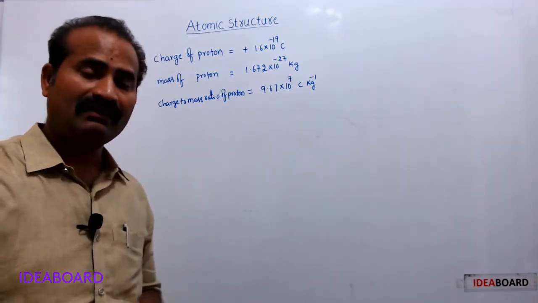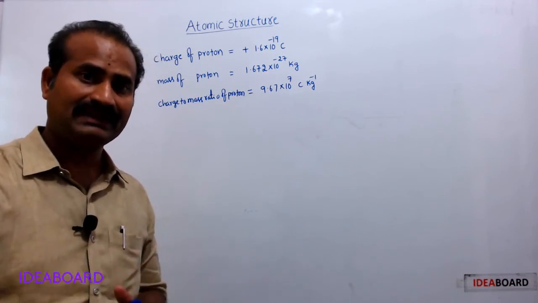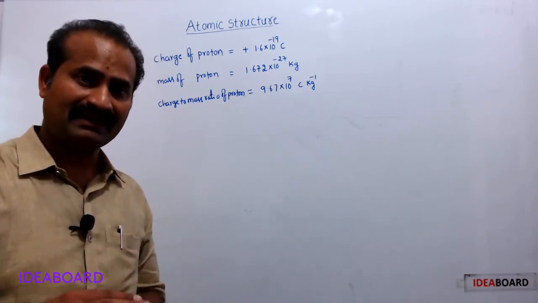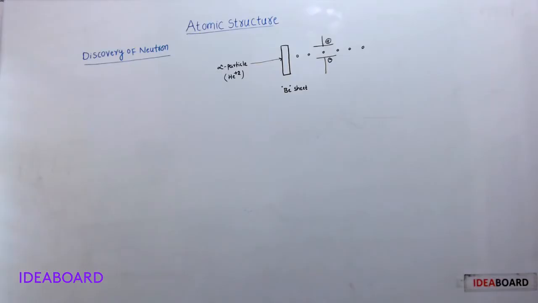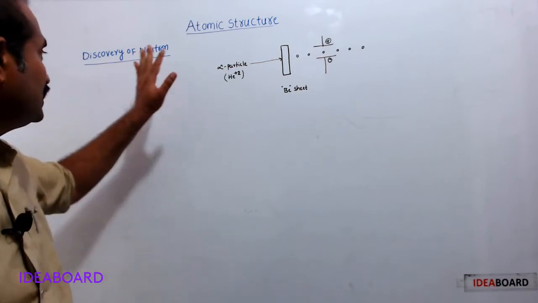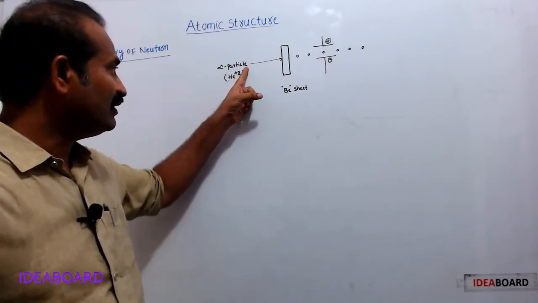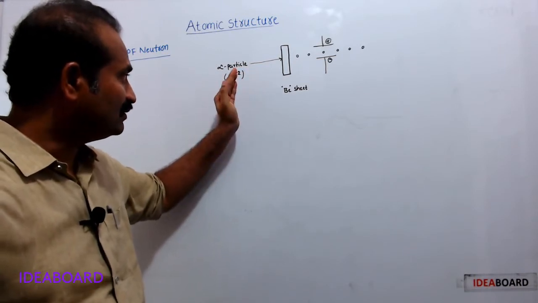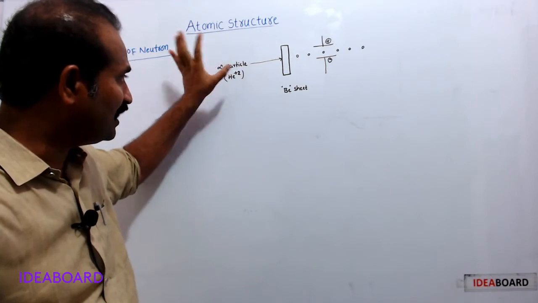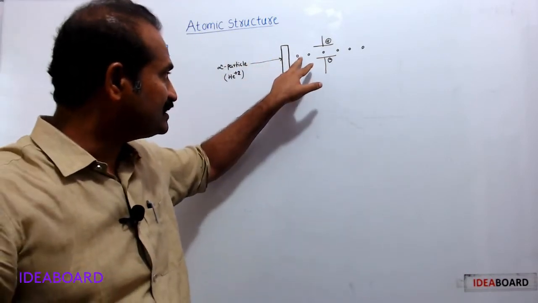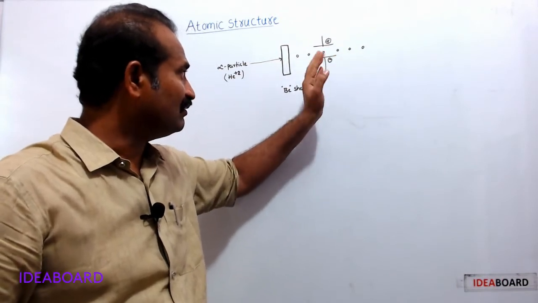Okay. Now we will see next fundamental particle, that is neutron. We will see the discovery and properties of neutron. Now come to the discovery of neutron. See here, alpha particles are passed over beryllium sheet. Beryllium sheet is bombarded with alpha particle. Then a stream of particles are coming out.